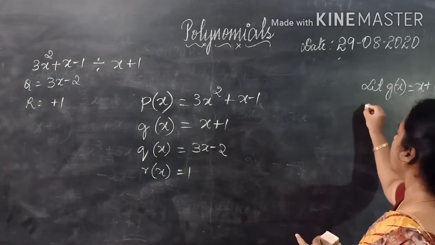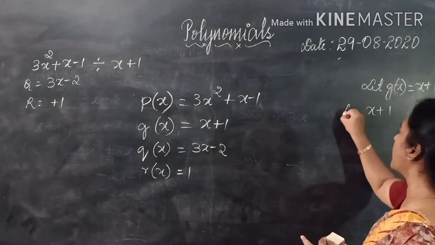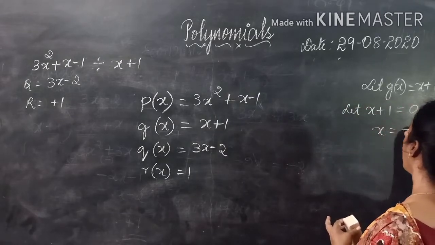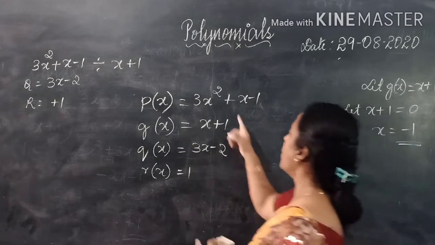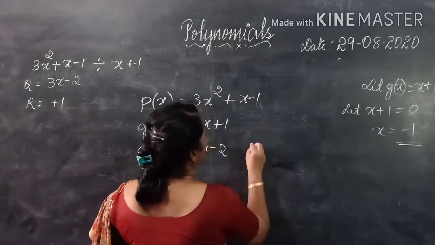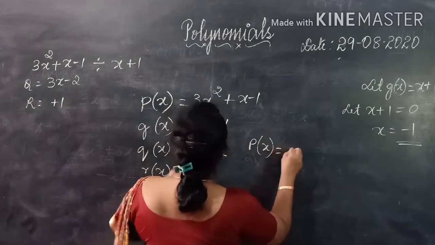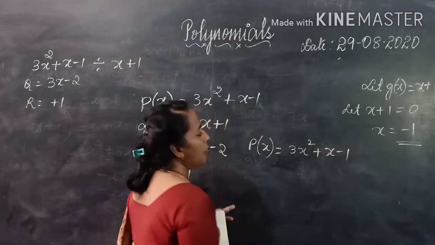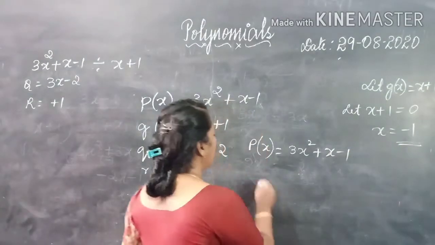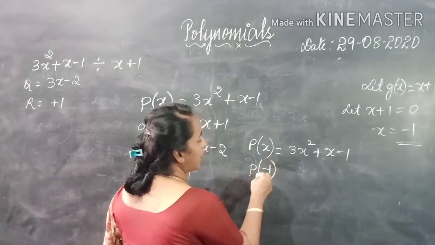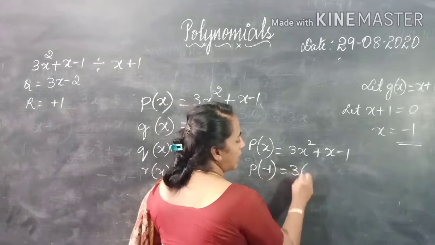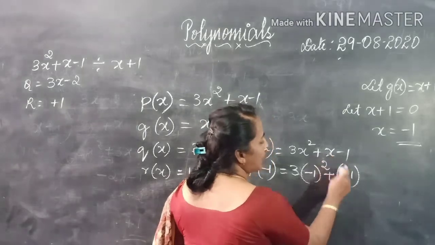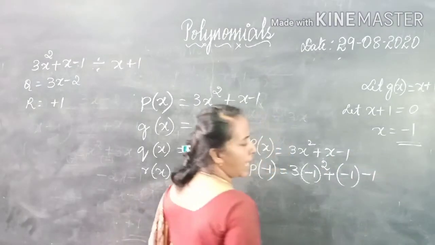Let g of x equals x plus 1. We know that. Let x plus 1 equals 0. That is x equals minus 1. Now we have to substitute that value in p of x. P of x equals 3x square plus x minus 1. Now replace x by minus 1. Let us see what we get. If we replace x by minus 1, that is 3 into minus 1 the whole square, plus of minus 1, x value is minus 1. Write this minus 1 as it is.